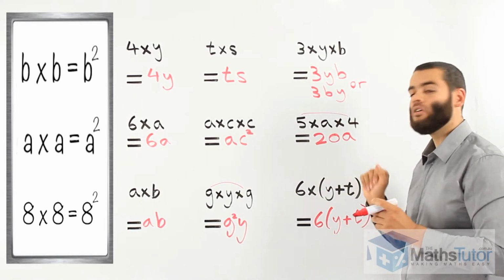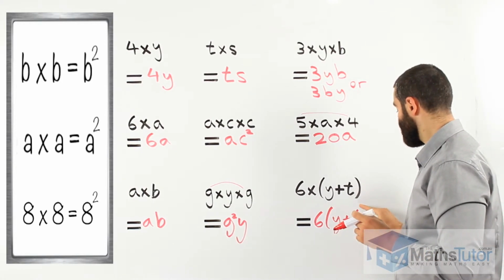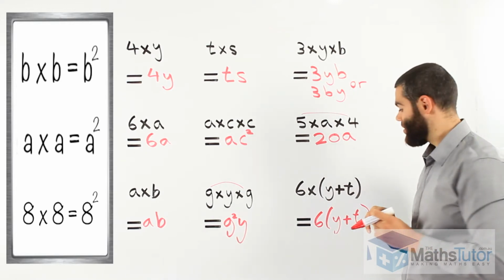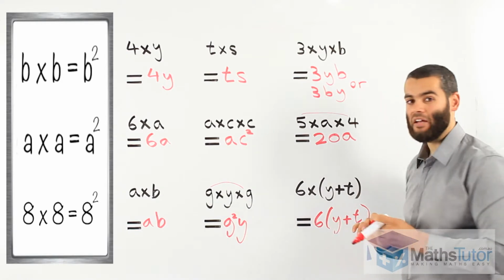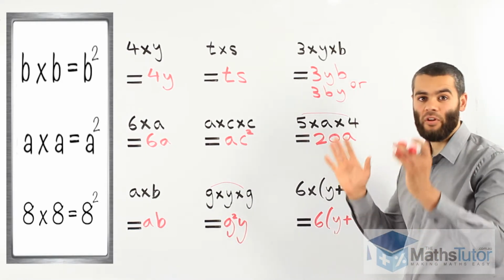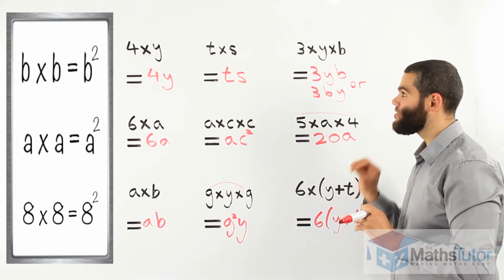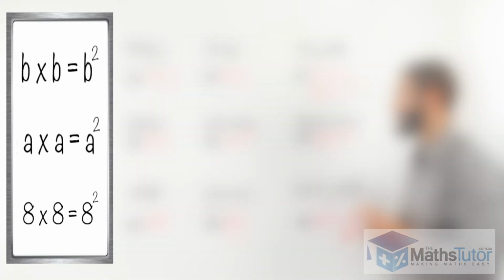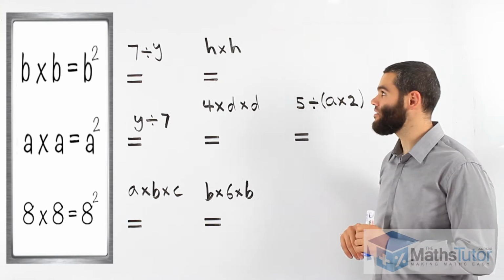And lastly, 6 times everything in the brackets. We just get rid of the multiplication sign. 6 brackets Y plus 2 plus T. Close the brackets. So we know it means 6 times everything in the brackets. So whenever you see that, you know straight away it means 6 times everything inside the brackets. Now, let's do some more examples to get the picture much more clearer. Some more examples now, and you're going to see how easy it is.